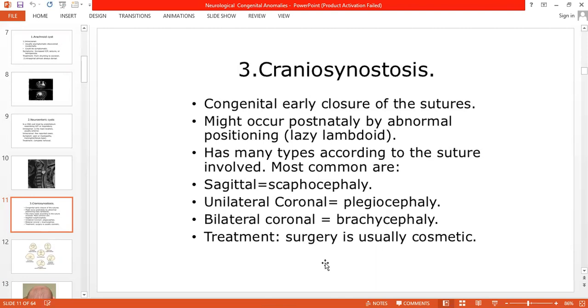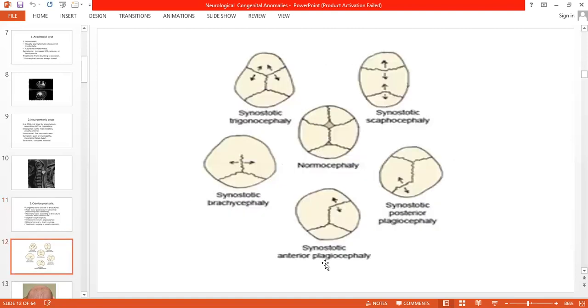Treatment is surgery, and the usual purpose is cosmetic. I mean, the skull shape is distorted. But sometimes it is a kind of decompressing the brain. If the brain starts growing and the skull cavity or the skull space is not in its normal shape, it will not allow the normal brain growth. It will result in retarded brain growth. So these sutures should be excised and the brain should be decompressed.